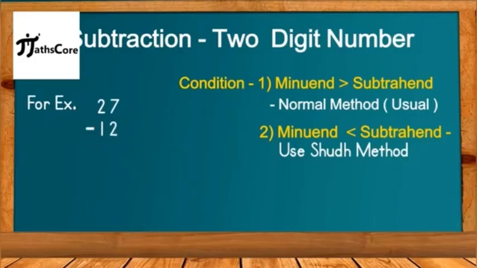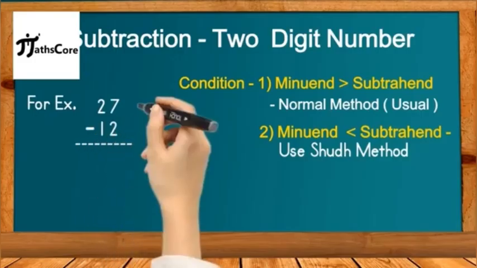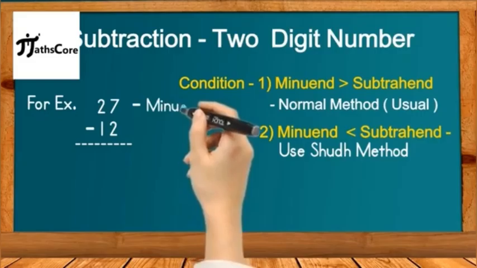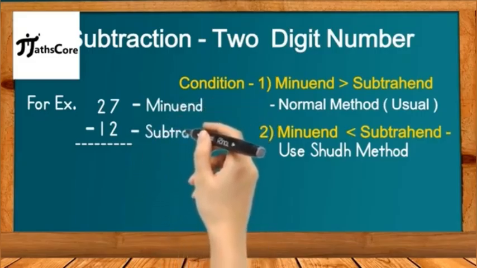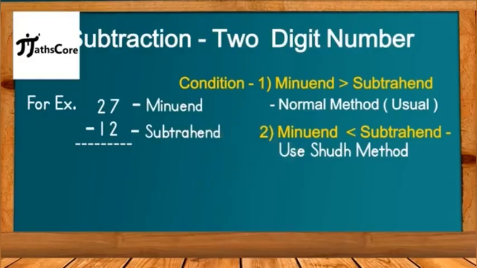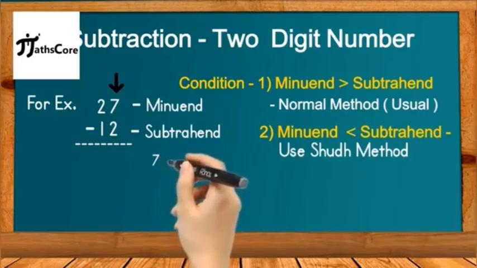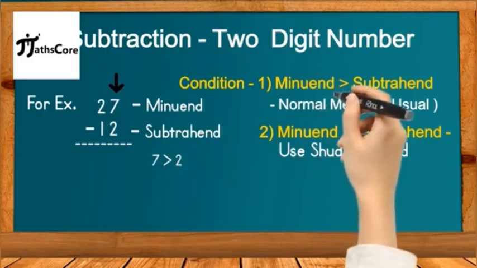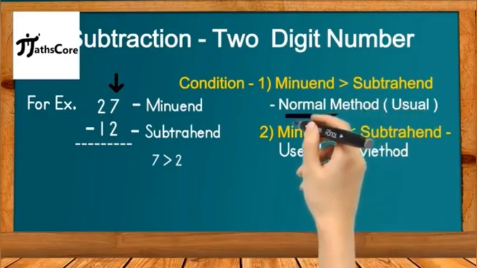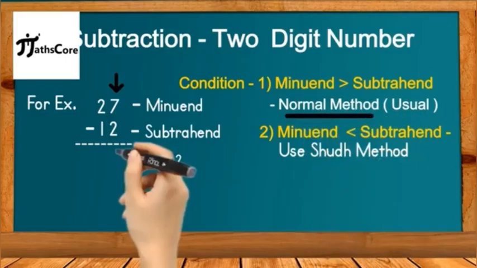So first example is 27 minus 12. In this example, 27 is minuend and 12 is subtrahend. Now, if you observe this example, then you will understand that unit place number of minuend is 7 and unit place number of subtrahend is 2. So, if we compare both number together, then we will understand 7 is greater than 2, means minuend is greater than subtrahend. Then we have to solve this example by using the normal method.